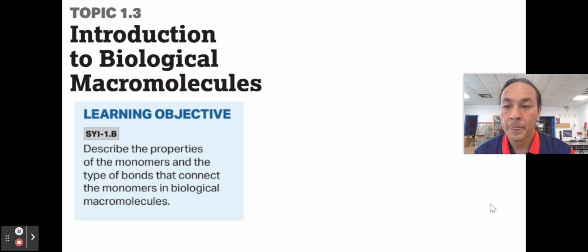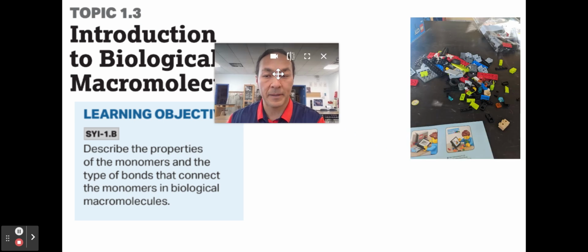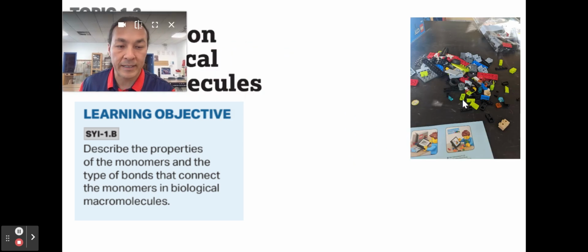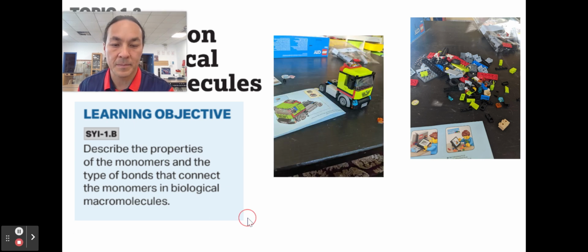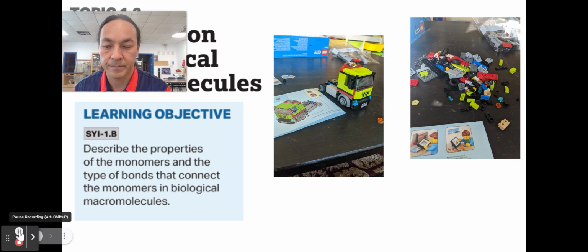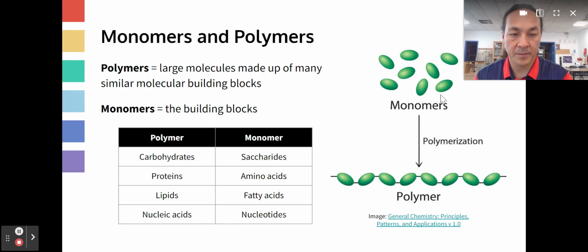Here we go. I look at my learning guide and it says that we need to describe the properties of the monomers and the types of bonds that connect the monomers in biological macromolecules. So if I do this, I can think about monomers being like an individual Lego piece. And then I could think about polymers being that completed Lego truck. Here's another good picture of it. So those monomers are the building blocks and they make the polymers.